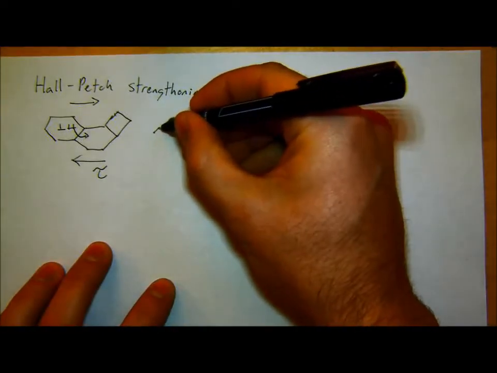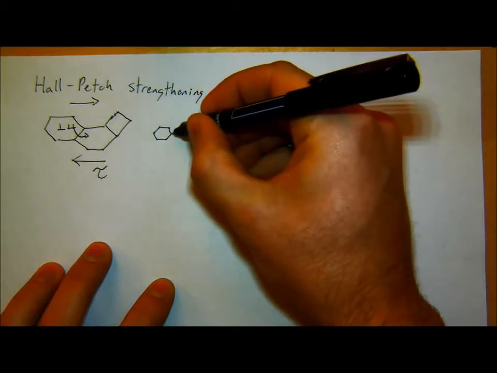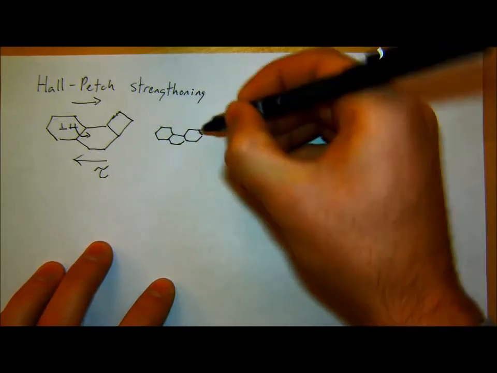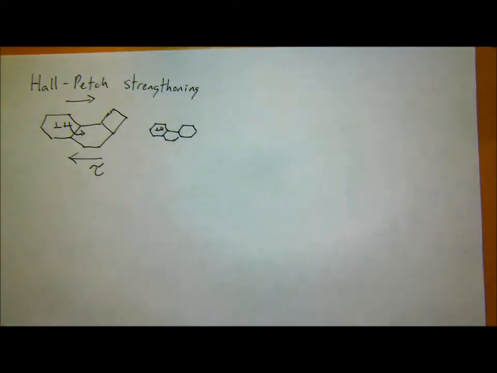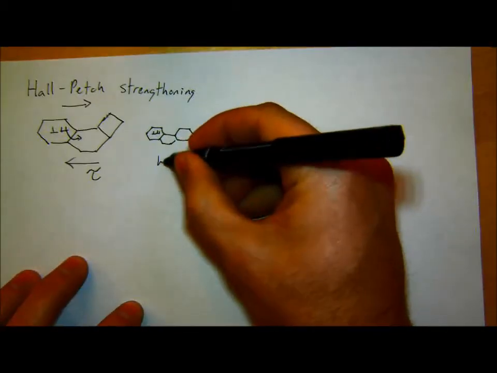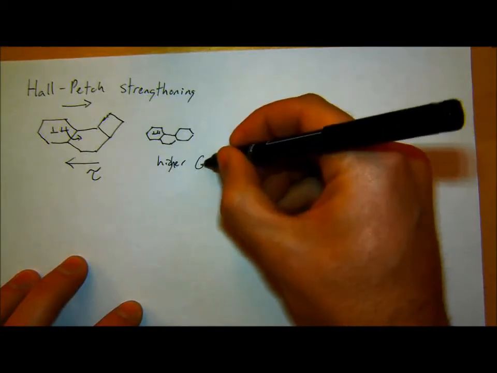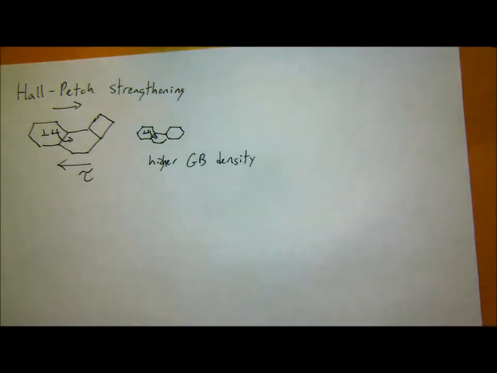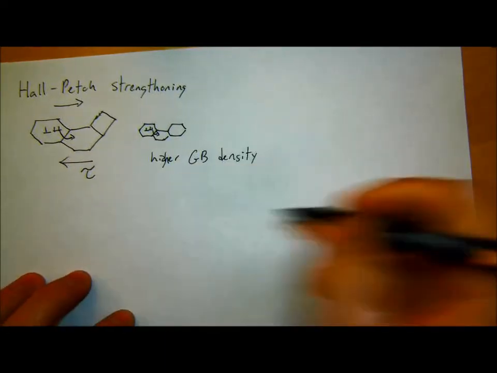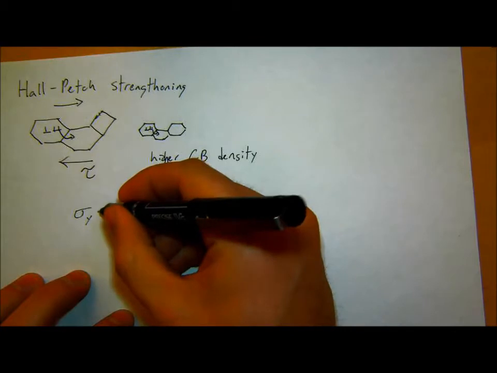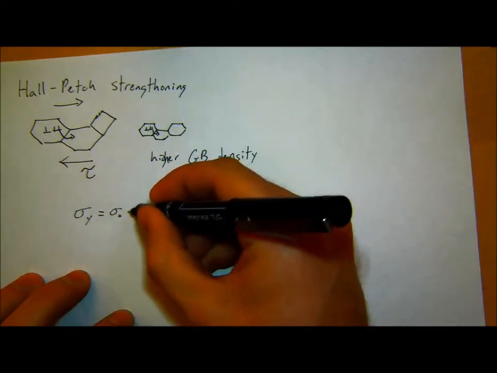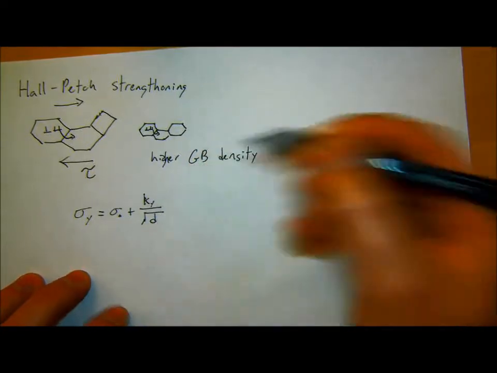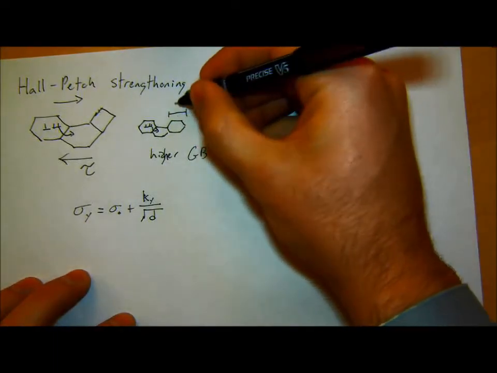And if I have then a smaller crystal, something like this, there's more of these, there's a higher density of grain boundaries. So it means they have to jump past these grain boundaries more often. There's a strengthening law that kind of gives, as a proportionality, your sigma yield strength is equal to some base strength plus some constant over the square root of your diameter, of your grain size, where this is your grain size.